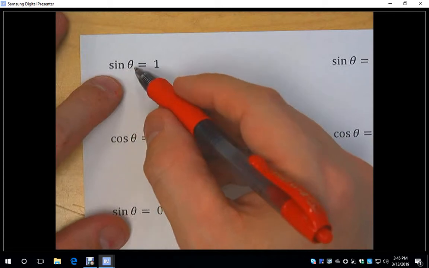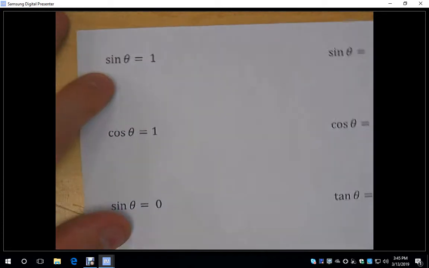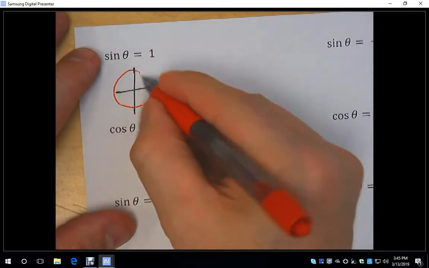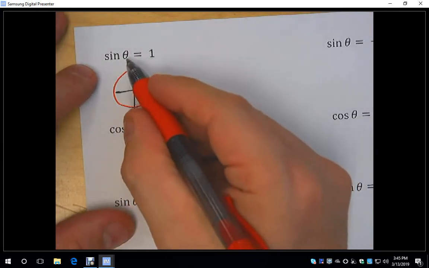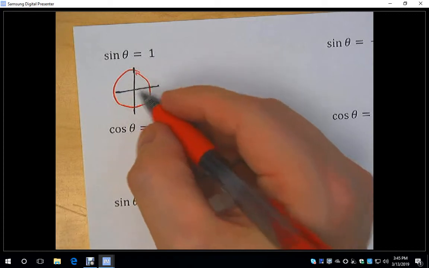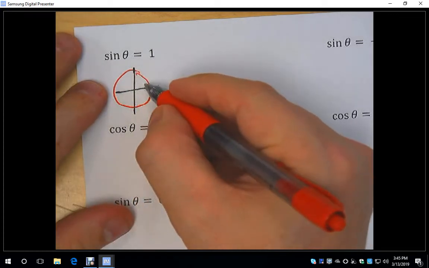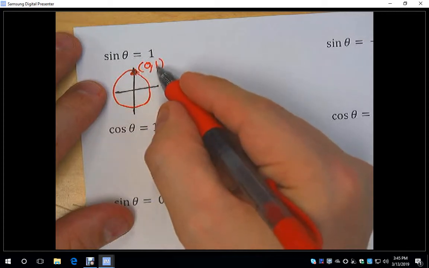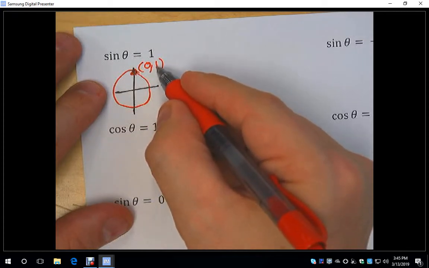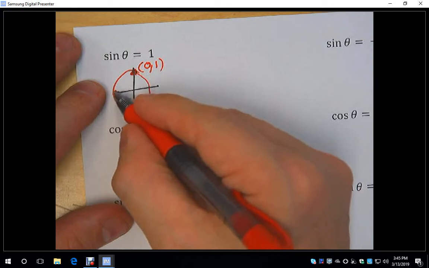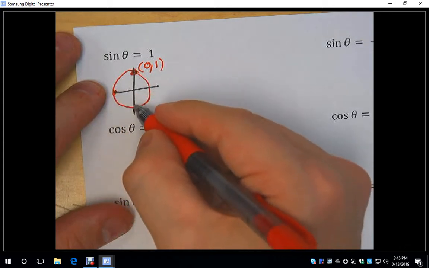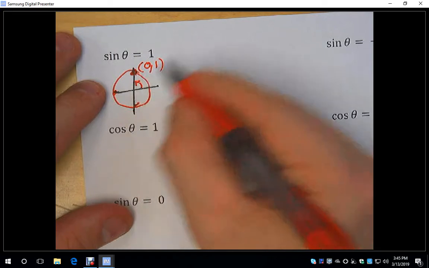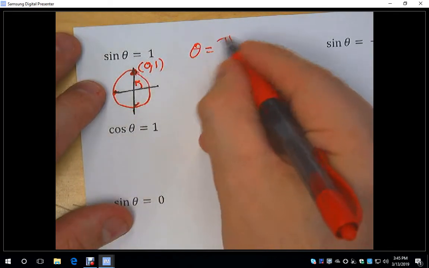So I have sine of theta equals 1. For my unit circle, where is sine theta, which is my y value, equal to 1? Well, right here we have 0, 1, so our y value is 1. Here our y value is 0. Here our y value is negative 1. So we're looking at just one value of this rotation, theta being pi halves.